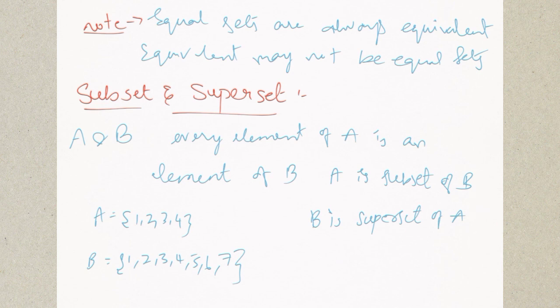We will see how to denote a subset. If A is a subset of B, how do we represent it? A subset B. This is the symbol for subset. The direction is very, very important. The direction shows which is a subset and which is a superset. See, this is opening towards B. That means B is the superset and A is the subset. So this U, wherever it points, that is the superset, and the other one is the subset.